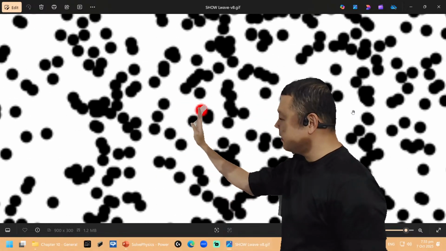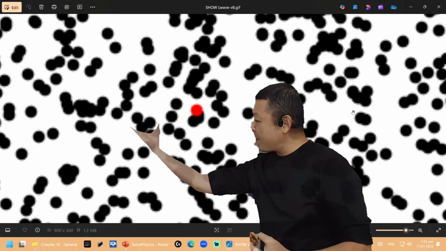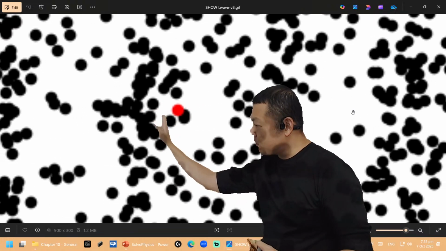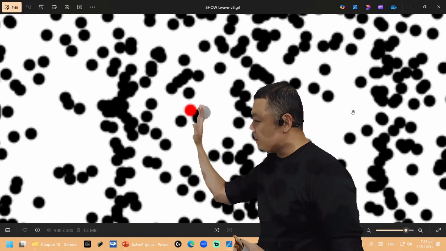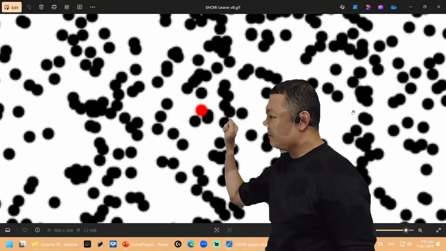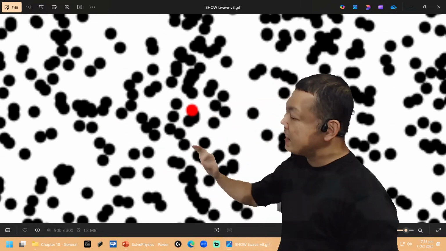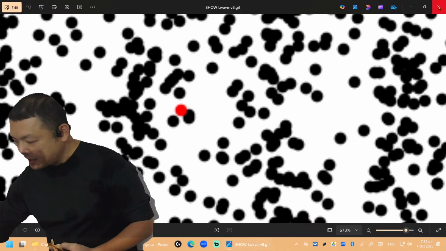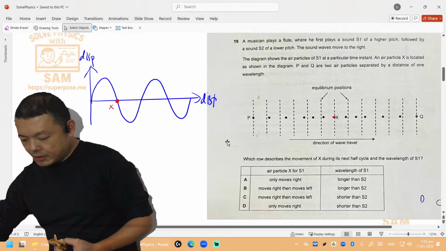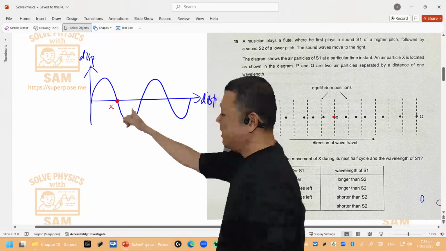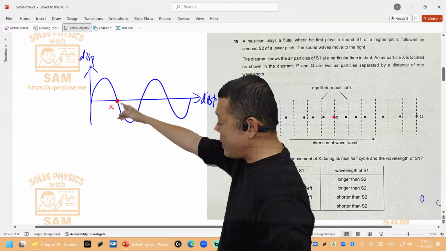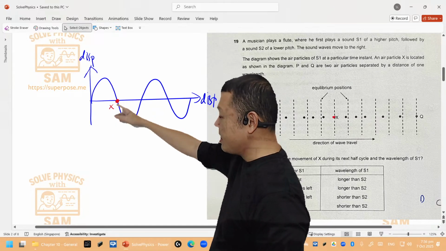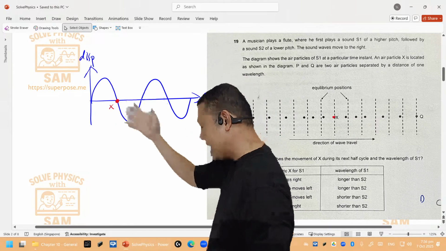Rarefaction as well. Look at this, rarefaction coming along, right? But the particle is moving backwards. So rarefaction, maximum speed backwards. You see that? So compression, rarefaction, particles always travel at their maximum speed. This one here is at maximum speed. So it's a very common mistake to say that it's at rest or it's at equilibrium, so therefore you think that it's not moving, but it's actually at maximum speed.